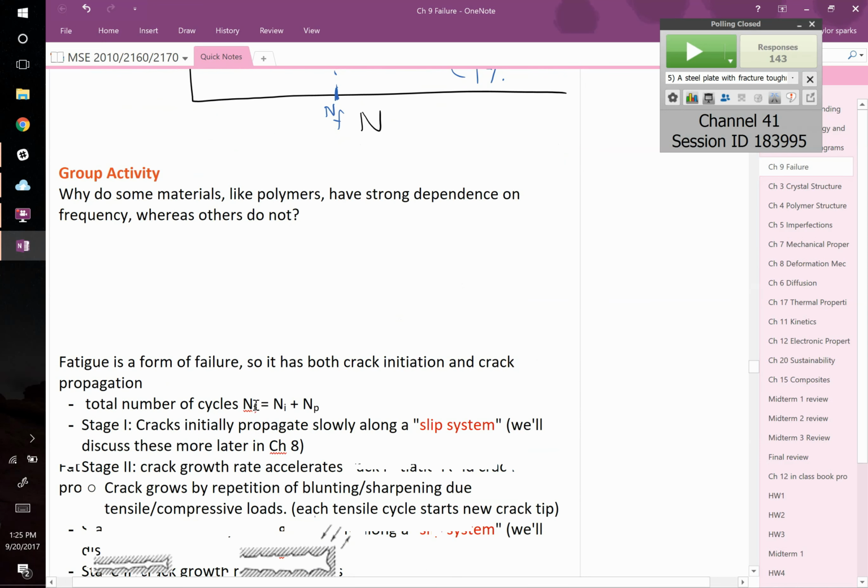Some materials, like polymers, can have a really strong dependence on frequency, right? So you're rotating this thing. Again, I've got a demo. I've got this pencil, and I'm going to bend it a little bit, and then I'm going to rotate it, right? So I'm constantly alternating that stress. Some materials, if you rotate this really fast, you'll get a different SN curve than if you rotate it at a slower speed. Why do you think that might be the case? Turn to your neighbor and discuss.